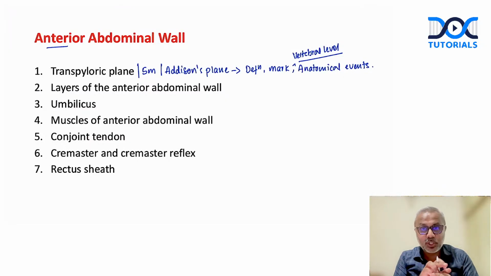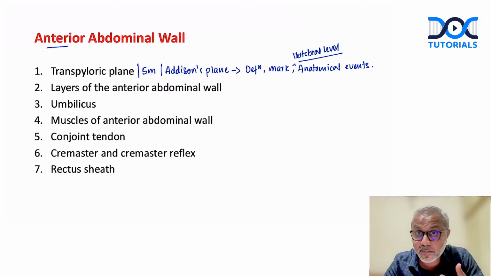And when we draw the transpyloric plane using this method, it usually passes through the lower border of L1, where a number of important anatomical events occur. What are the important anatomical events? This is where the pylorus of the stomach lies. This is where we have the formation of the neck of the pancreas. This is where we have the origin of the superior mesenteric artery.